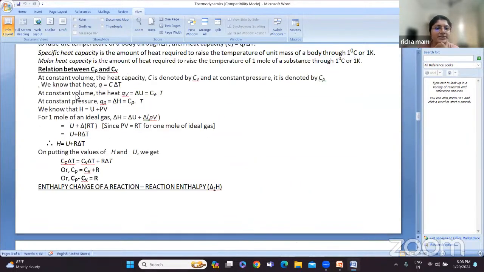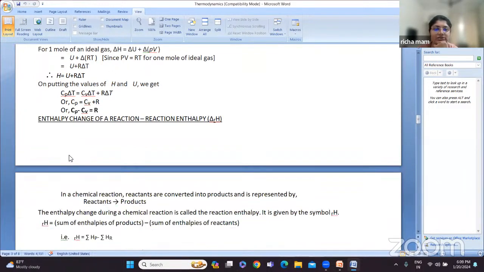Okay, so here you can see the relation between CP and CV. It is given by what? It is given by CP minus CV is equal to R. Okay, so remember this. And this heat capacity is given as Q is equal to C into delta T, that is the change in heat energy. So these are the things.